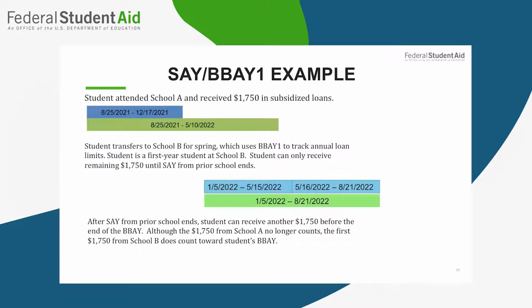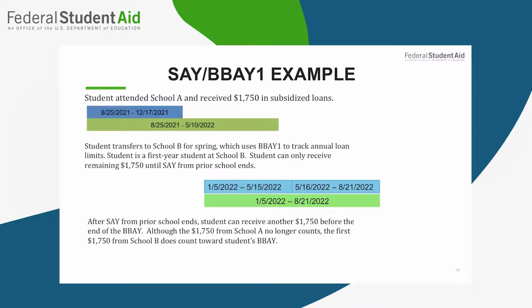So on the next slide, let's look at this student who attended school A and received $1,750 in base subsidized loans. The student transfers to school B for the spring. School B uses the borrower-based academic year 1 to track these annual loan limits. Again, student can only receive the remaining $1,750 until the scheduled academic year from school A ends. But after that scheduled academic year ends, the student can get more money if they need it.